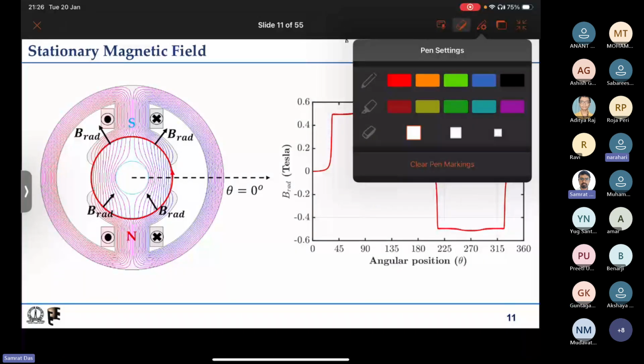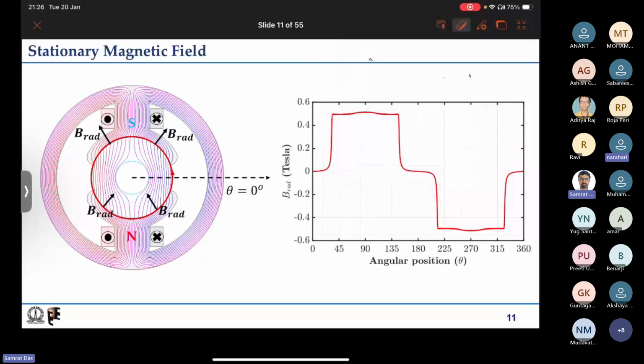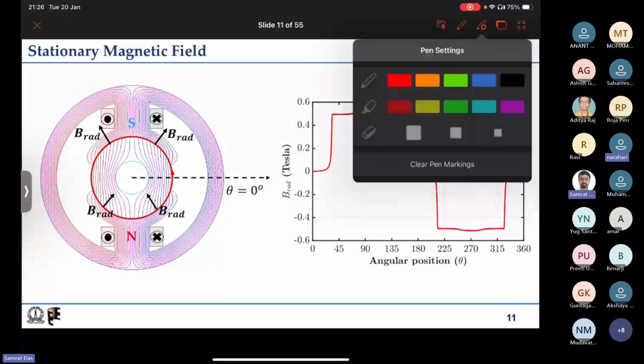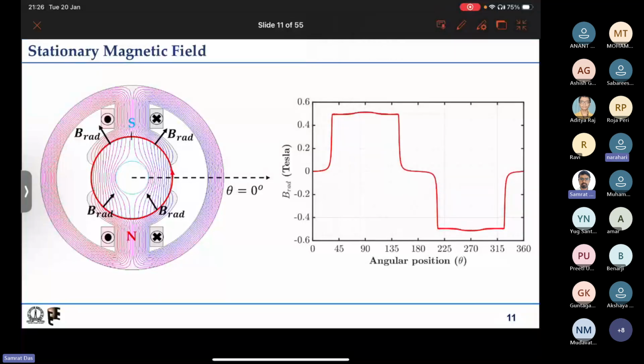You were saying that at 90 degrees, the angular position, there will be more flux density. Yes, this is 90. Under this pole you will have almost uniform flux density everywhere. From this point onwards up to this point, you have almost uniform flux density, which you can see.